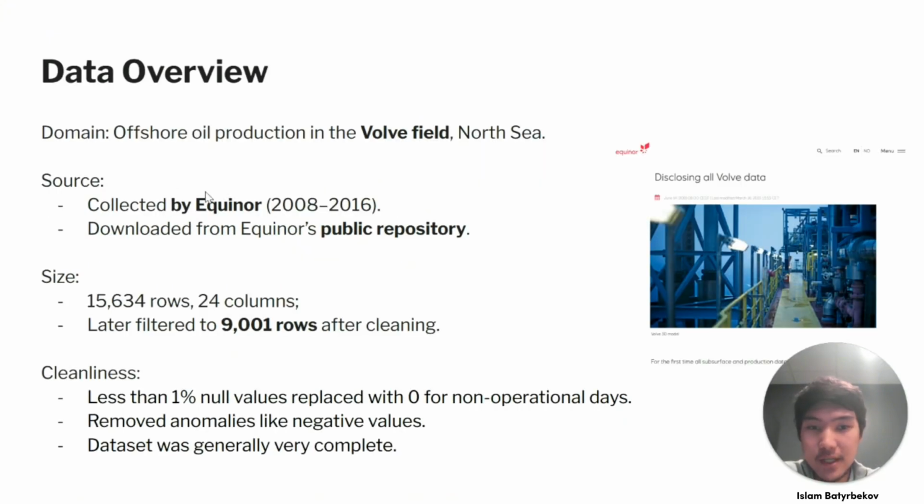The dataset I used comes from Equinor, which is a large Norway oil company. The data was collected between 2008 and 2016 from 7 wells, and I downloaded it from their official website. It includes 15,000 rows and 24 columns. Overall, the dataset was very clean and complete.